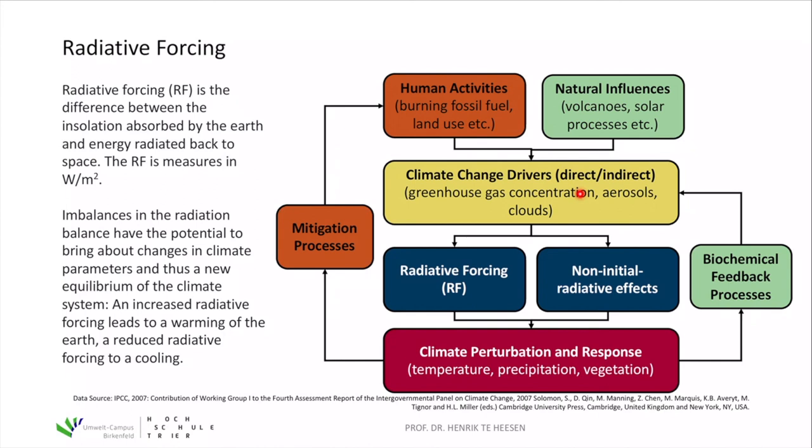And then we have, on the one hand, biochemical feedback processes, which influence the climate change. And of course, if we have a different land use, if we have fewer forests, that changes the albedo, that changes the microclimate conditions in a region and drives the climate change. And on the other hand, of course, the climate perturbation and response has an influence on human activities. And then we have two closed circles that change the climate faster or slower.